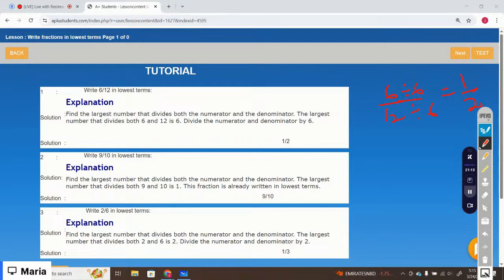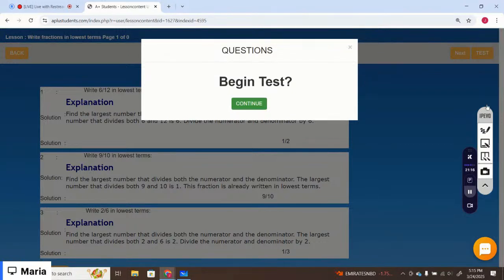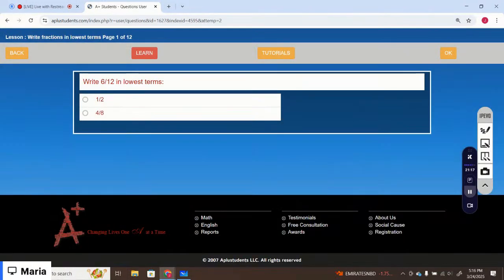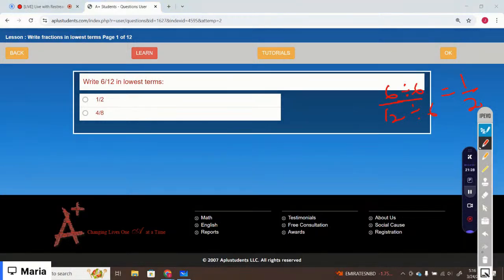Let's just start with the test questions. So basically, when you have to write down the fraction in the lowest term form, you need to find the greatest number that can divide both numerator and denominator, right? So 6 over 12. Look for the greatest number that can divide both numerator and denominator. So which number is it?